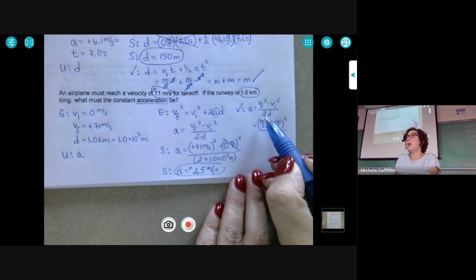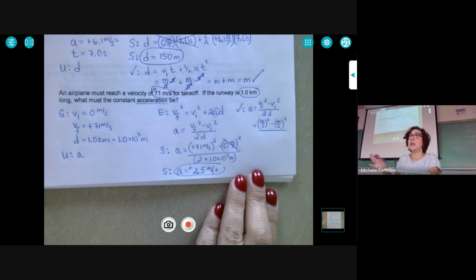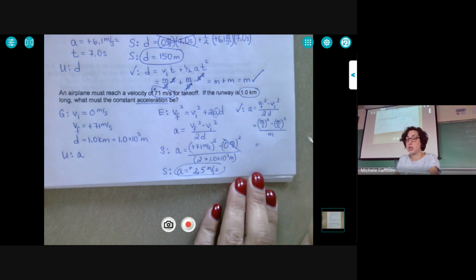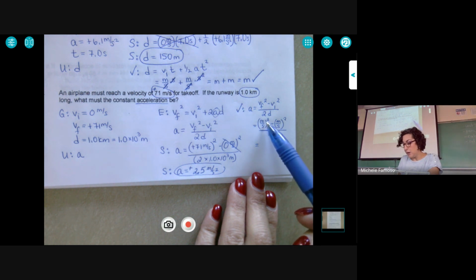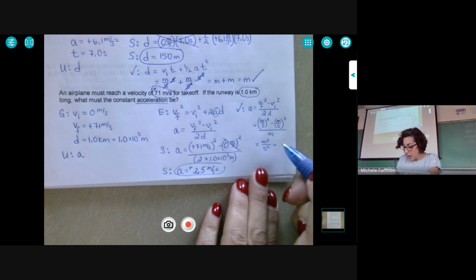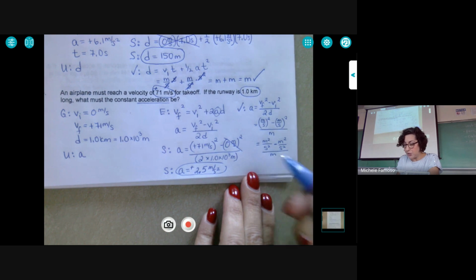In the denominator, we ignore the number 2 because that doesn't have a unit. This is only about units. Jules, what is the unit for D in the denominator? Meters. Okay, now we're going to do order of operations, which means we have to distribute the squares through these sets of parentheses. So, Caitlin, when I square a meter per second, what does that give me? Very good. So I have meters squared over second squared minus meters squared over second squared all over meters.